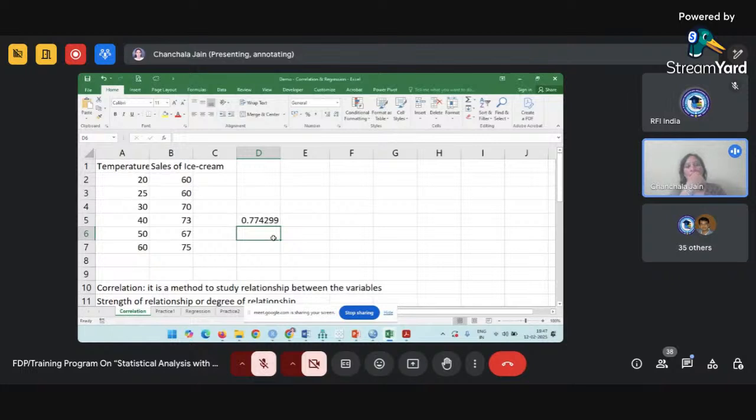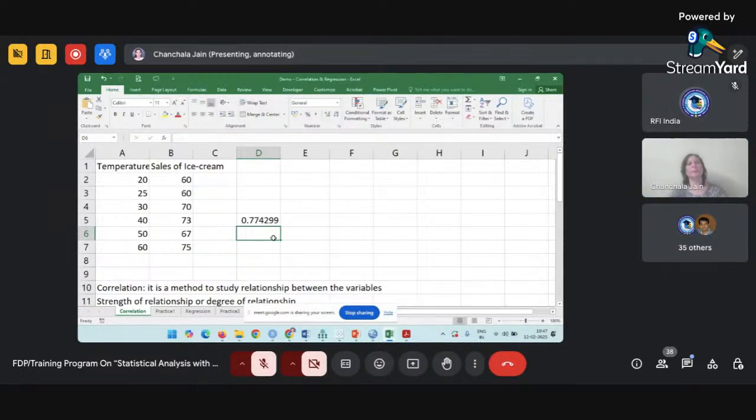Strong positive correlation. Yes, ma'am. It's a strong positive correlation, and it is quite obvious. When temperature increases, sales will also increase. When temperature decreases, generally sales of ice cream will also decrease. Quite obvious, right? So there is a positive correlation.